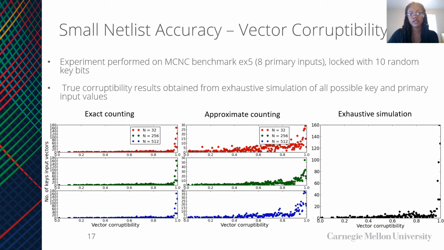And the same trend can be seen here for approximate counting. And you can also see that approximate counting is less accurate than exact counting. However, it does still converge towards the true distribution as you increase n.